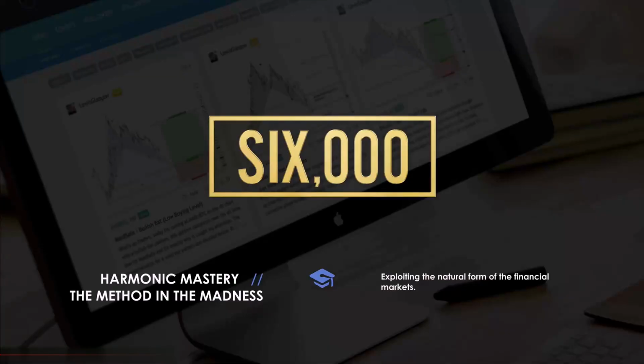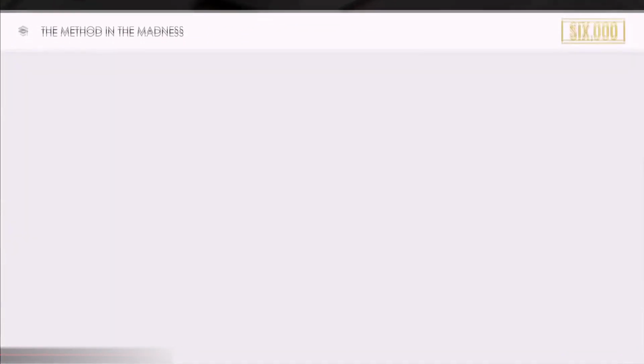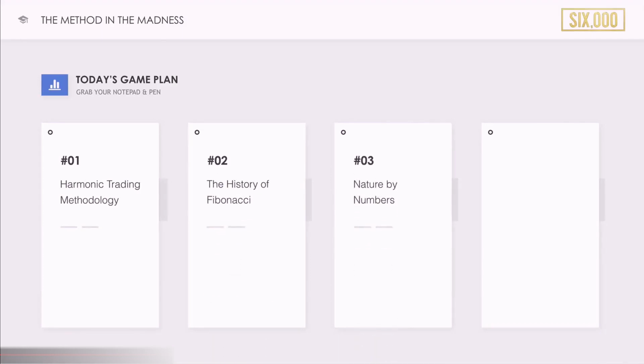Today's module is the method and the madness, and we're going to be exploiting the natural form of the financial markets. Now, I'm breaking this down into 4 topics. First of all, we will cover harmonic trading methodology, followed by the history of Fibonacci, nature by numbers, and finally, Fibonacci ratios.